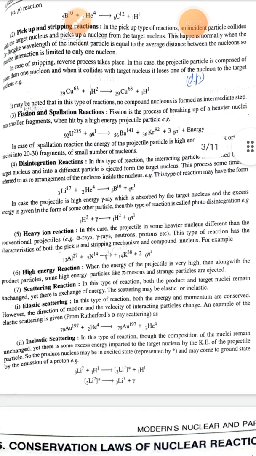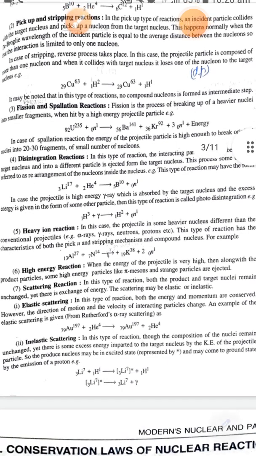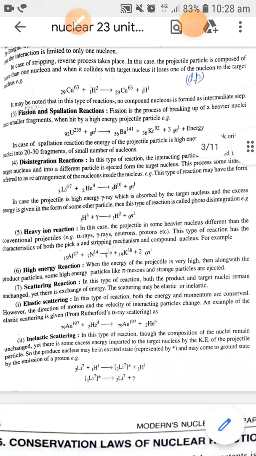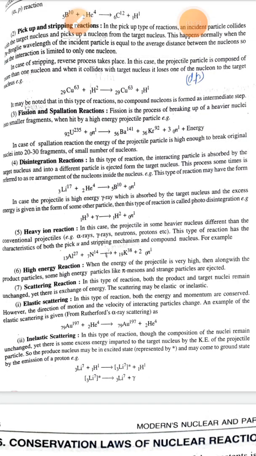Now the next one is inelastic scattering. What happens here? Lithium is the target particle and proton is the incident projectile. When a proton strikes a lithium particle, another form of lithium is produced and the proton remains the same. It seems to remain the same, but there is a certain change in this reaction. In this reaction energy may change, so there is some exchange of energy. So this reaction is known as inelastic scattering.